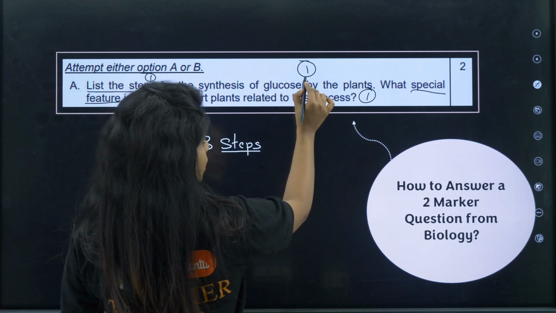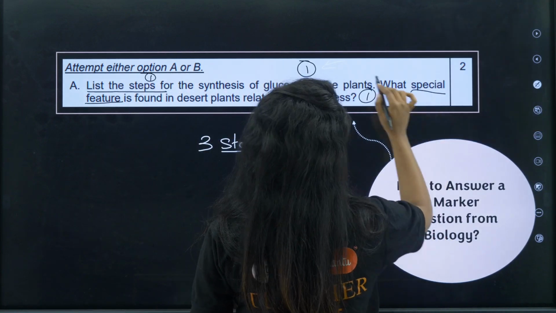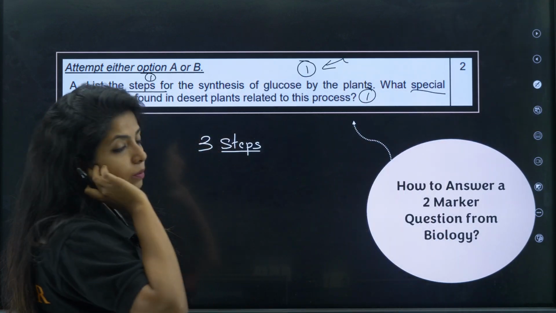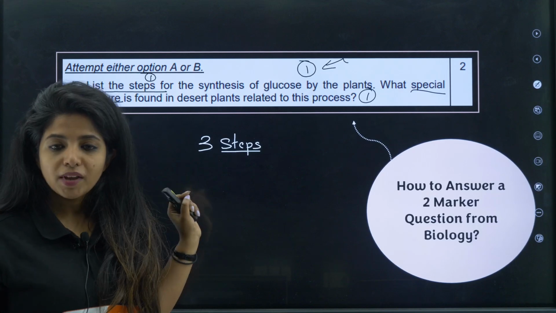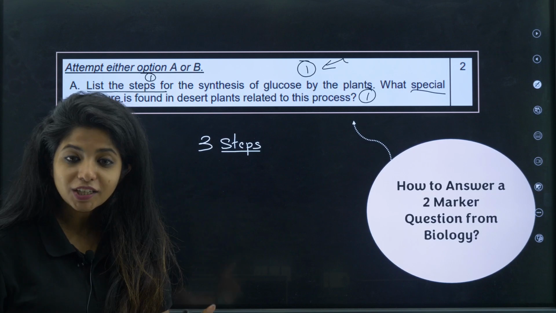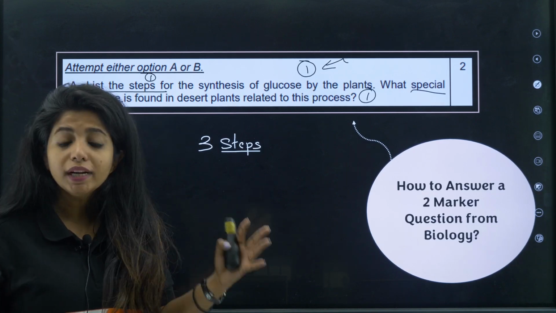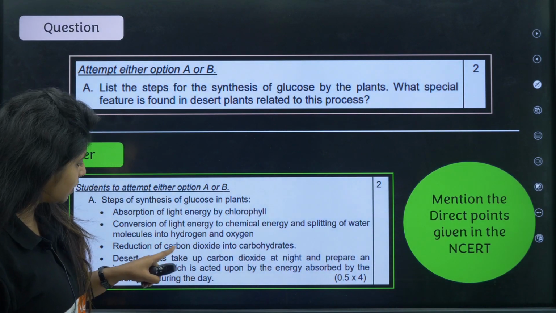Now it's a 2-marker question and you are saying that 1 mark will be awarded to one particular part and another 1 mark will be awarded to this particular part. So three parts for the first thing. Yes, you have to write it because they have mentioned list the steps for synthesis of glucose. Now according to your NCERT, biology is a subject where you need theory, so you have to put theory and you have to explain. So the 3 steps is given over here.